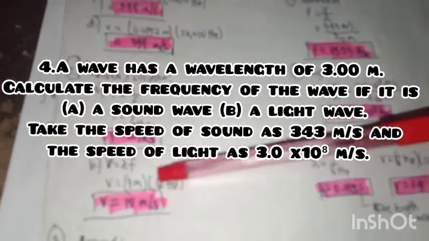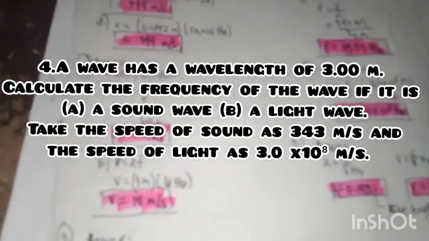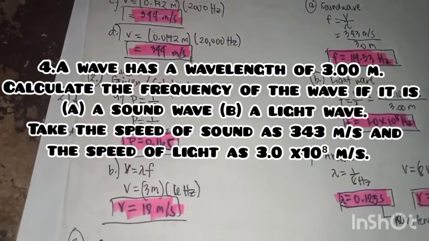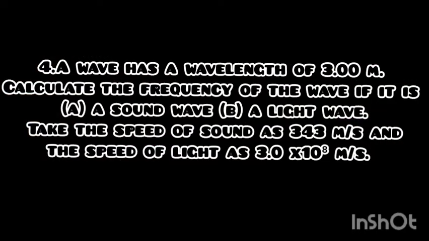multiply them together, and that is the result. Calculate the frequency of the wave if it is A, a sound wave, B, a light wave. Take the speed of sound as 343 meters per second and the speed of light as 3.0 times 10 raised to 8 meters per second.